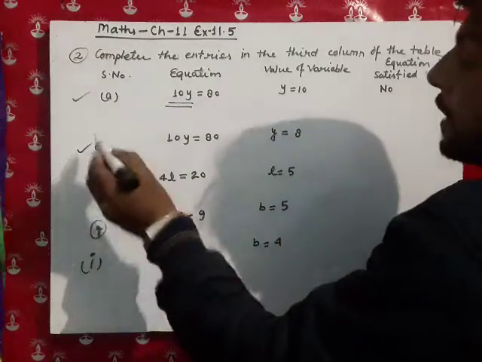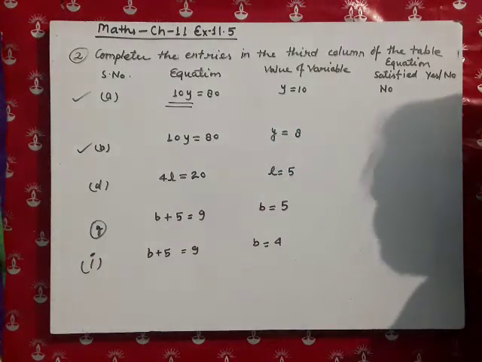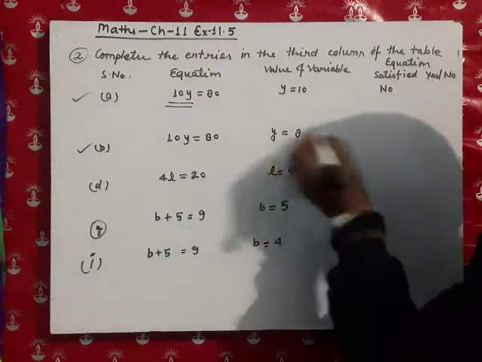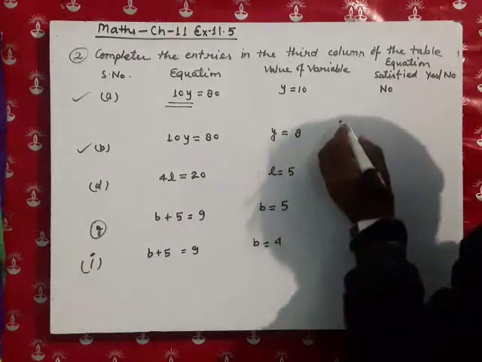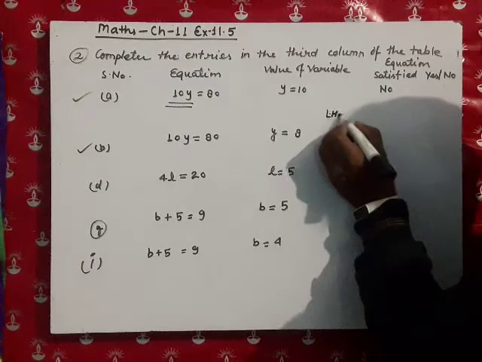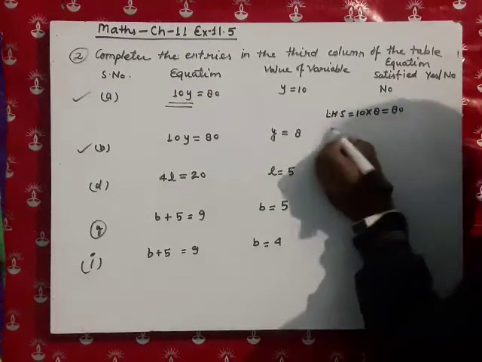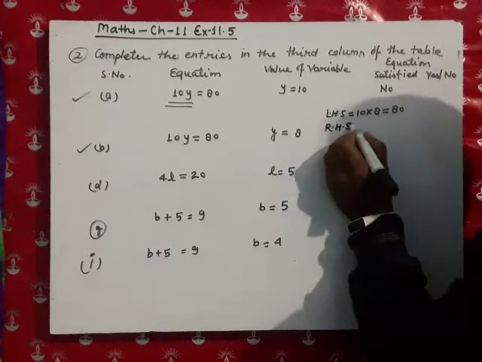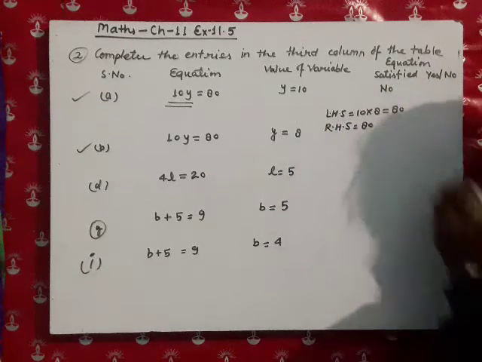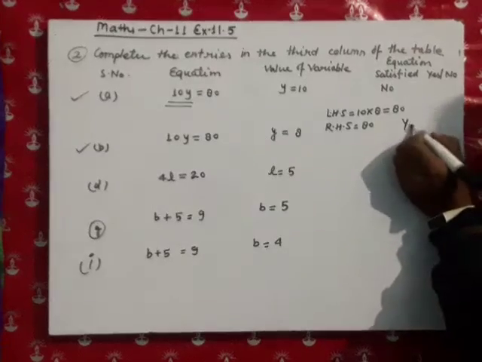Now going to the B part. Here the equation is given, 10y equals 80. So here again we are going to put the value into the LHS. LHS is 10 into y, which means 8. So it becomes 80, and the RHS is also given as 80. So that means it is satisfied, so we will write down yes.